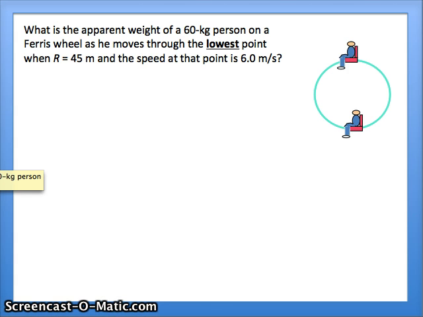Okay, well, what if we look at the bottom instead? We'd expect this to be heavier. If you've been on a Ferris wheel, you can feel that you feel heavier when you're on the bottom part of the ride. So how does our setup change in this case? Well, our forces are the same, except that now the weight force points outward and the normal force points inward.